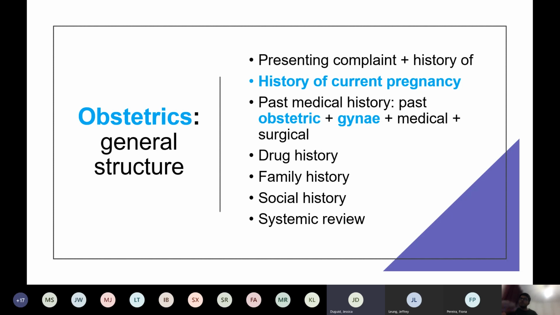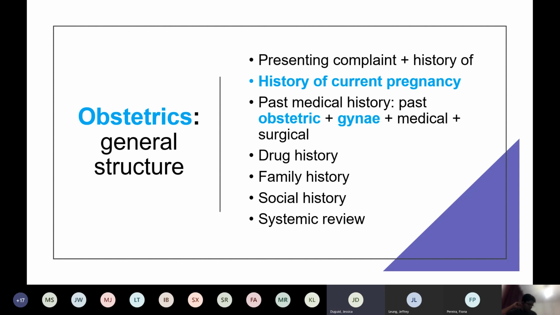Okay, so for the obstetric history, you basically do the same thing. The woman has come in, you take her presenting complaint, and then you ask about the history of that. Then you need to work out the history of the current pregnancy. So you need to go through the pregnancy, which we're going to do in detail, and ask about all the different parts of this.